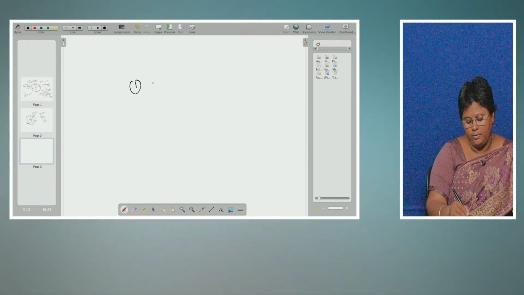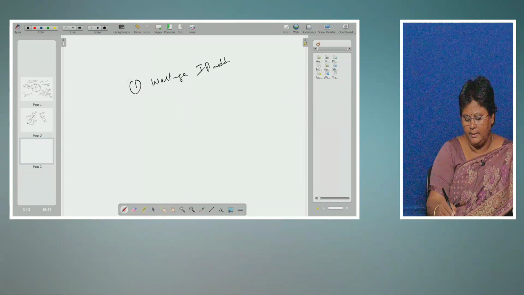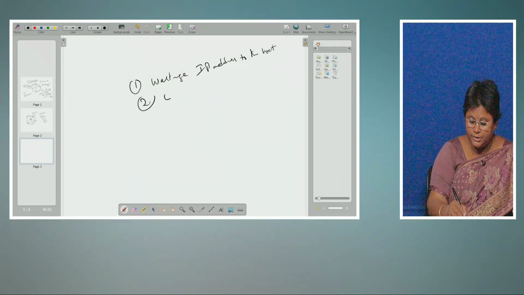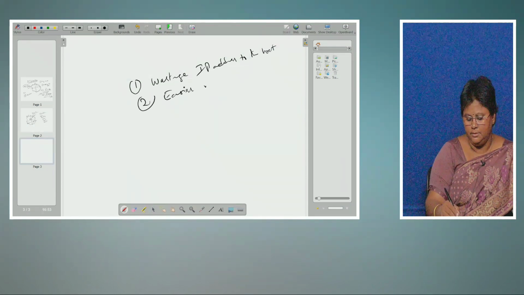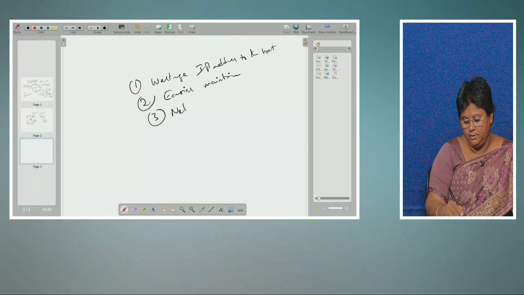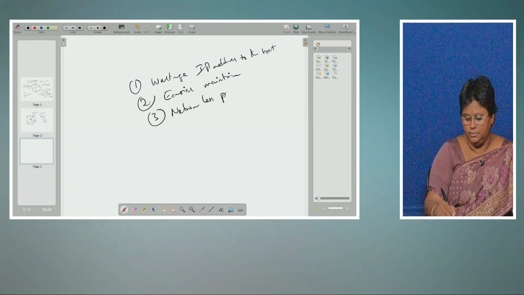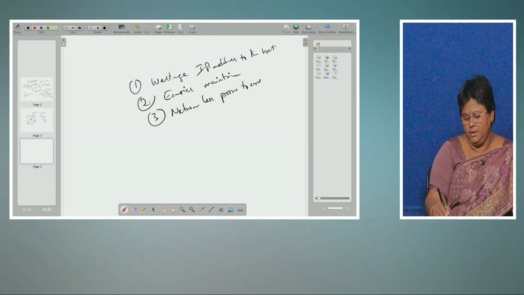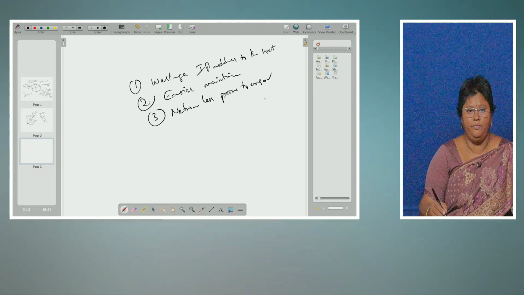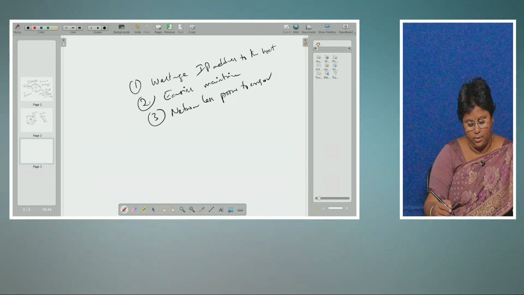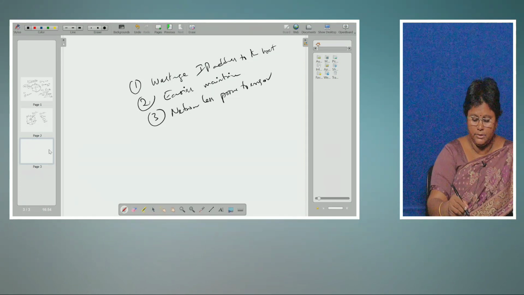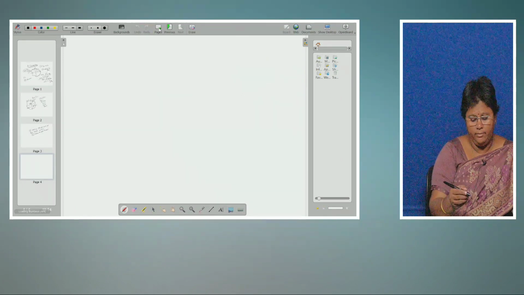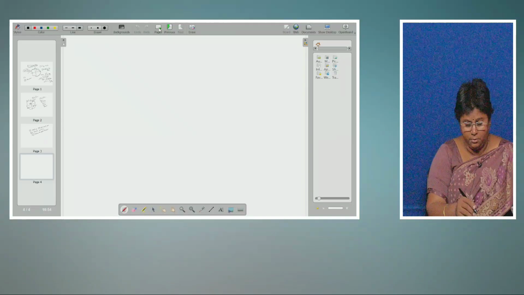One, we avoid wastage of IP addresses to the host. Second is easier maintenance, and three, the network will be less prone to errors. So these are the three benefits because of which we are going to a concept called subnetting. So today we will see how we divide a network into different networks.